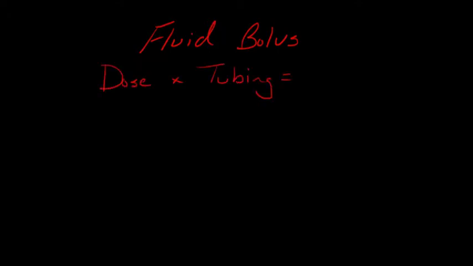So first, let's do the fluid bolus, which again, our equation that we're going to be using is dose times tubing, and that's going to give us our drops per minute. Drops, abbreviated GTT for gutta, Latin for drips. So drops per minute. So the dose that we're going to use, let's just pull some numbers out.